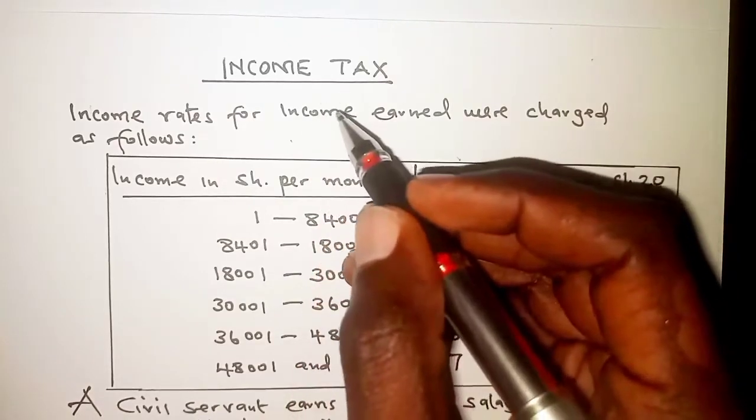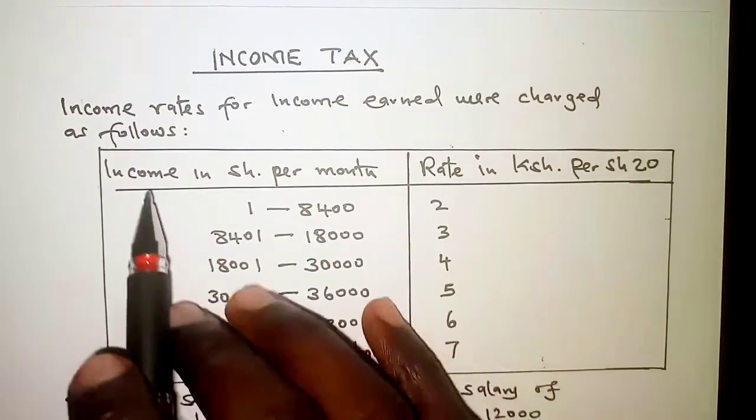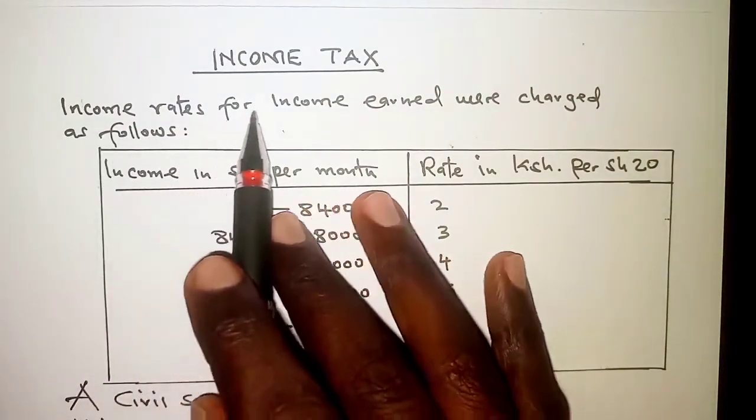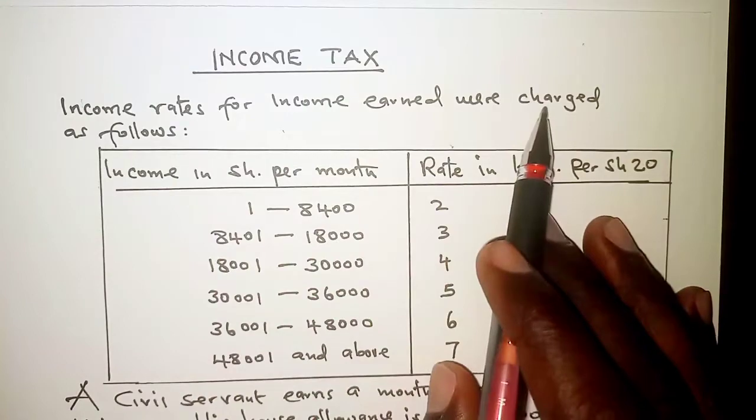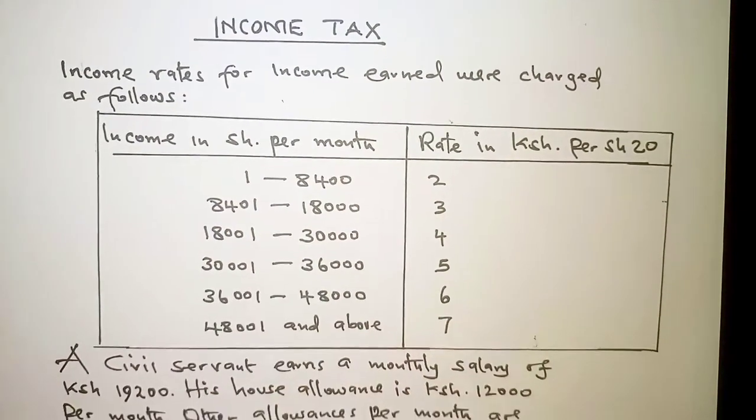Hi, today I want us to look at income tax. The question here reads, income tax rates for income earned were charged as follows. So we have the table right there.